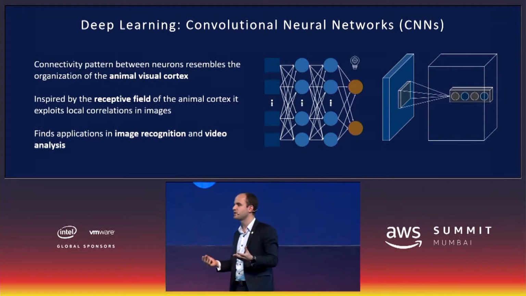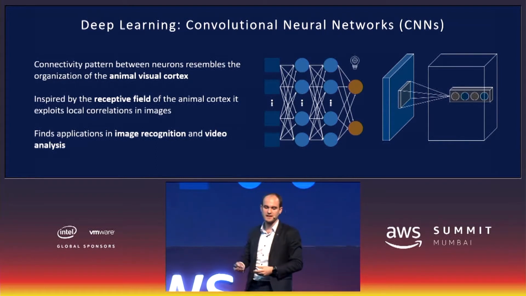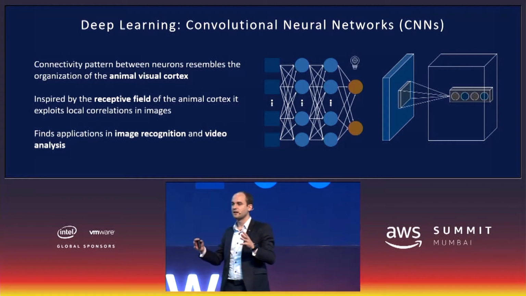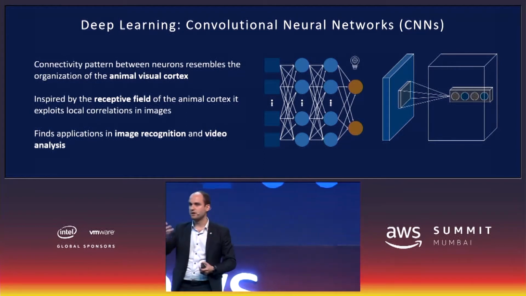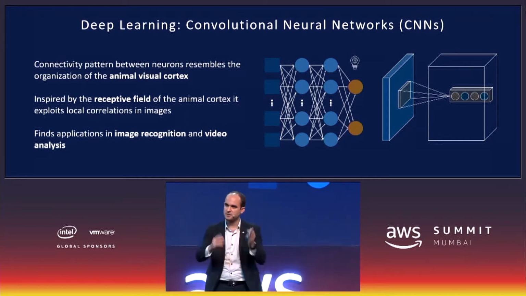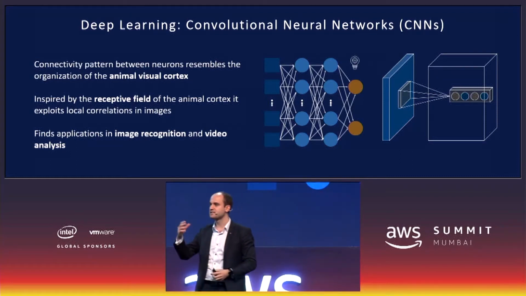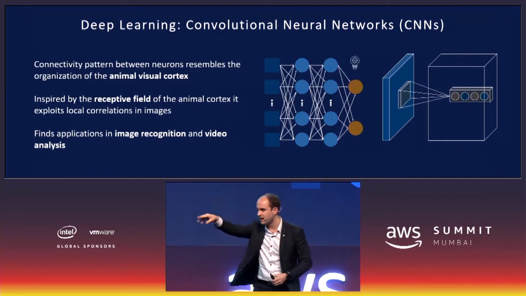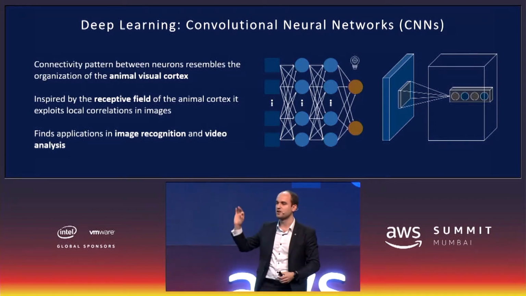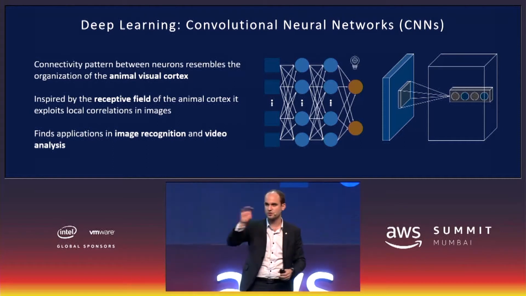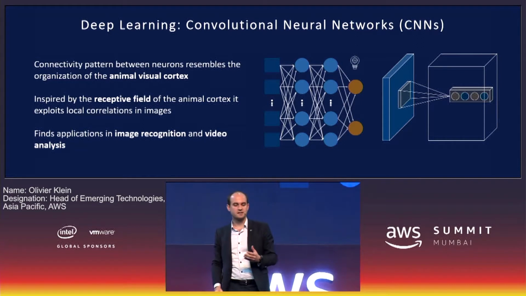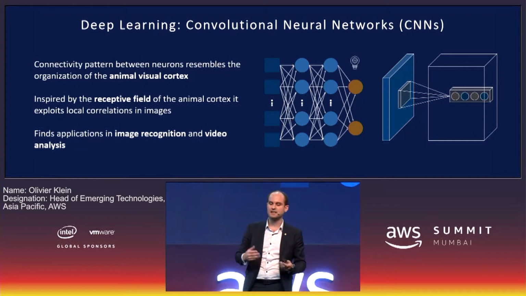Well, it's a deep learning network, which is a neural network with multiple layers, where the connectivity pattern really is inspired by the animal or the human visual cortex. So the connectivity between those neurons is inspired by that receptive field that we have in our eyes, where we look at a specific area and try to recognize what's going on. And that's what we're trying to do in a convolutional neural network by looking at those specific areas. Obviously, this finds a lot of applications in image recognition, but also video recognition.